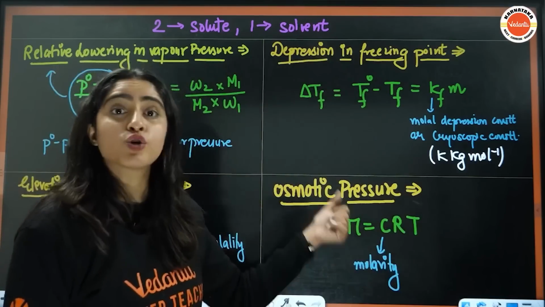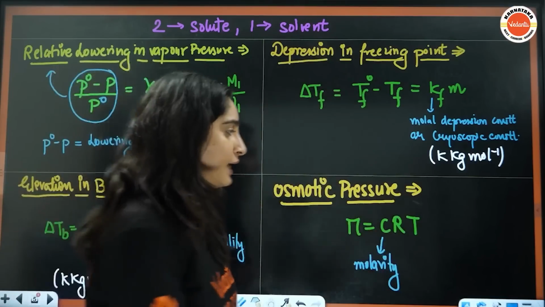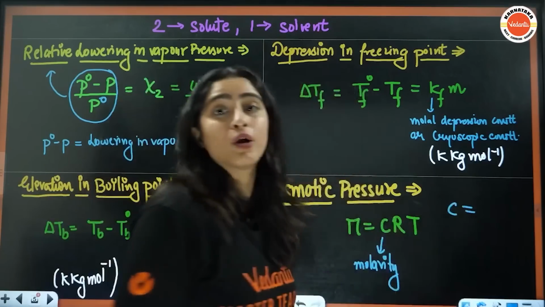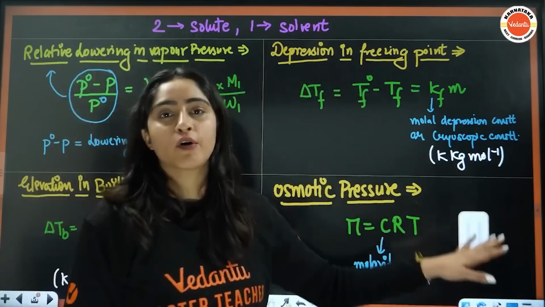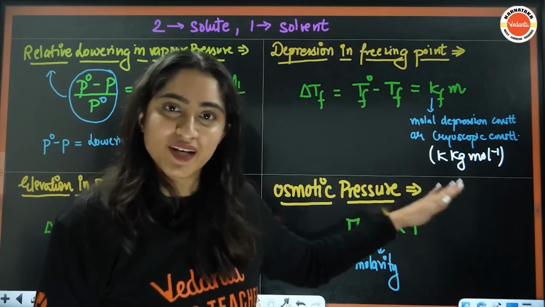Pi denotes the osmotic pressure, equal to CRT, where C is the molarity. So what is molarity? The number of moles of solute divided by the volume of solution in liters.